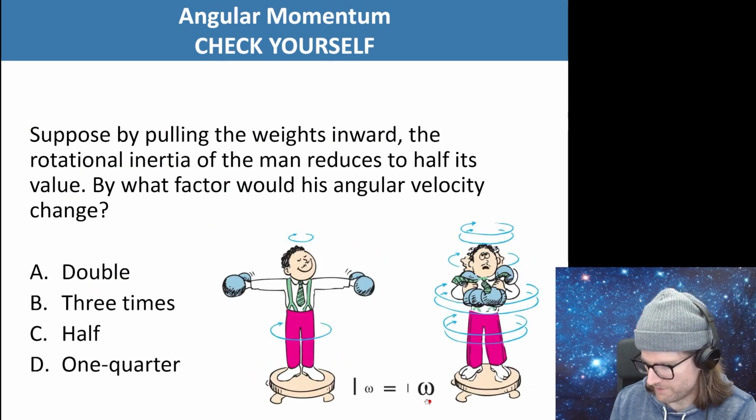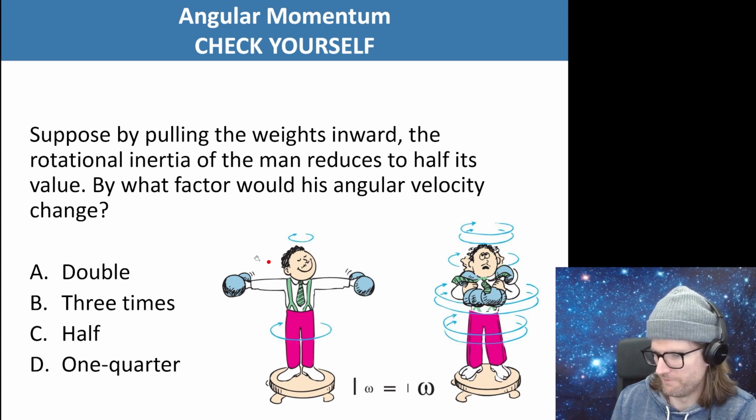And here we have this equation down here. So angular inertia times angular speed equals angular inertia times angular speed. Big I and small speed means small I and big speed. That's what's happening here.